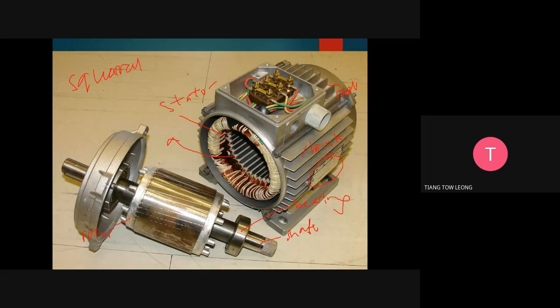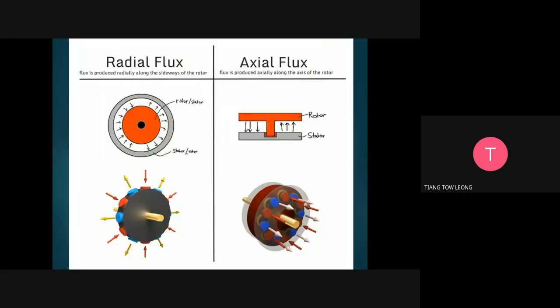Squirrel cage induction motor. Maybe some of you who did FYP need to know a little bit of this. So this is the end ring. Inside there are rotor bars. You see the line here, actually inside there are rotor bars. So this is an induction machine.